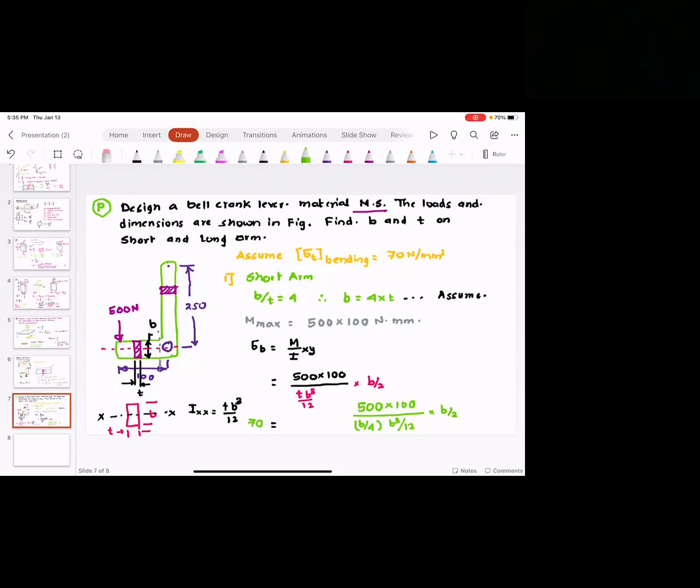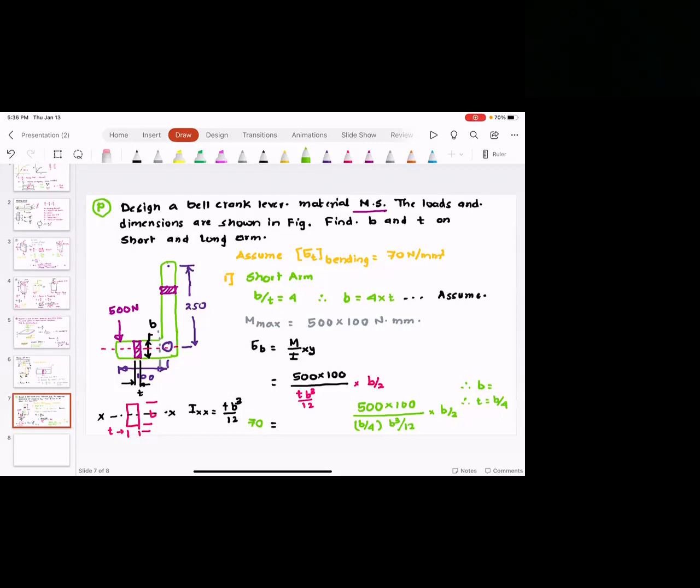Now, how would I proceed on to the long arm? So from here, you can find out the value of B, and T is equal to B divided by 4. So with that, you should be able to find out the value of B, and you should be able to find out the value of T.